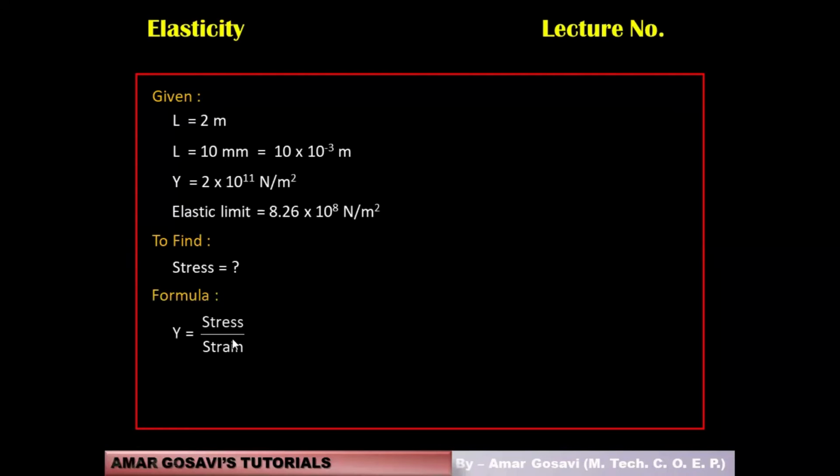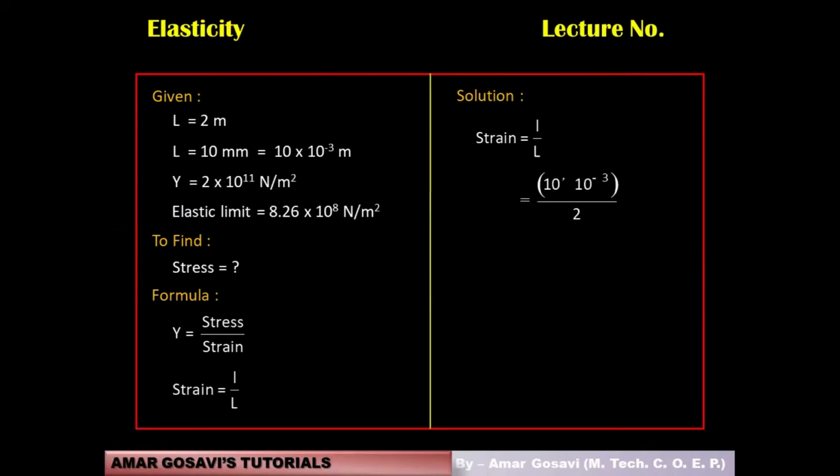So how do you find out stress? Stress will be Young's modulus multiplied by strain. Strain can be worked out as small l by capital L. Young's modulus is known to you. Find out stress. Okay. So you can see strain will be small l by L. So you can work out strain in that manner. Small l is 10 into 10 raised to minus 3 divided by 2. So it is 5 into 10 raised to minus 3. So I have worked out strain.